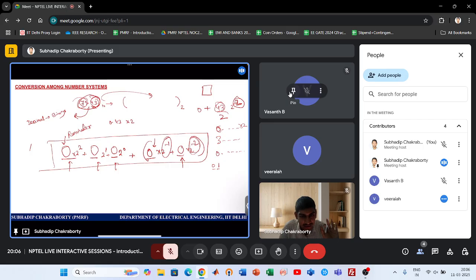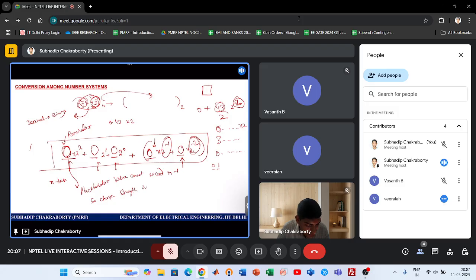Just remember one basic law. Any placeholder value cannot exceed n minus 1, where n is the base. So choose strength within n minus 1. That is the fundamental law of the whole number system. The strength of the placeholder of the corresponding bit should be lesser than the base itself. Otherwise, you move to the next order of the base.